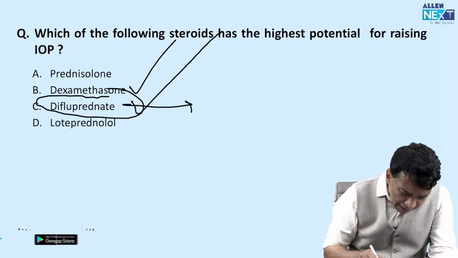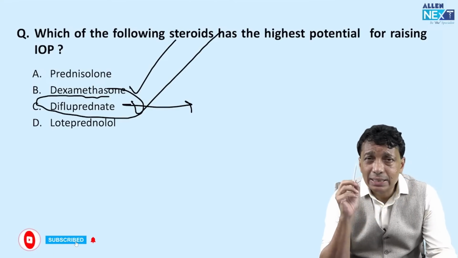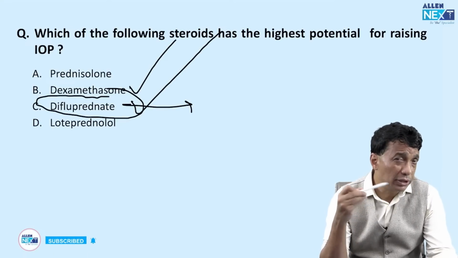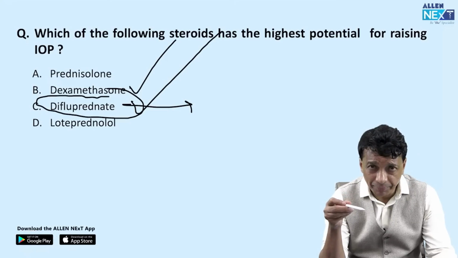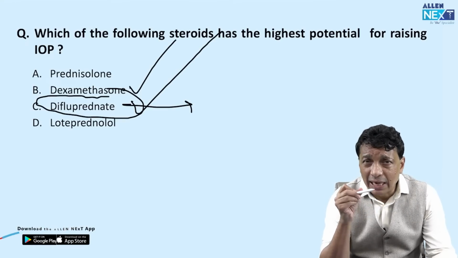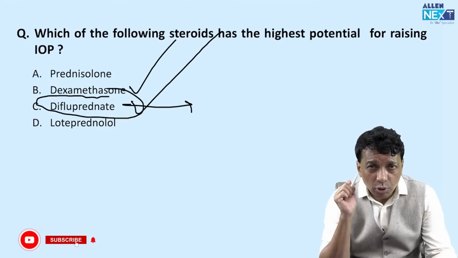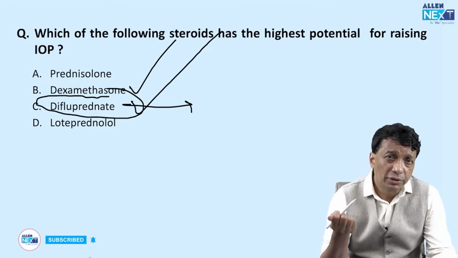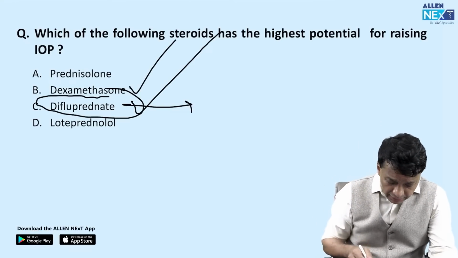But because we have this difluprednate, this is the steroid which has the highest potential for raising intraocular pressure, remember, because simply it has a very powerful ocular anti-inflammatory effect. So essentially your rule of thumb is: the more powerful the steroid, the more the glaucoma. The answer here is C.